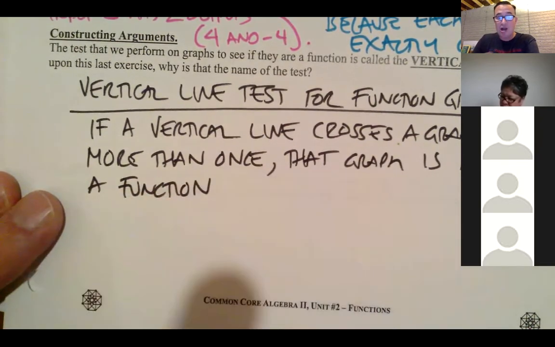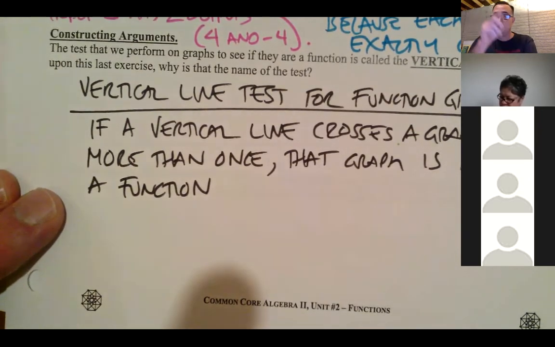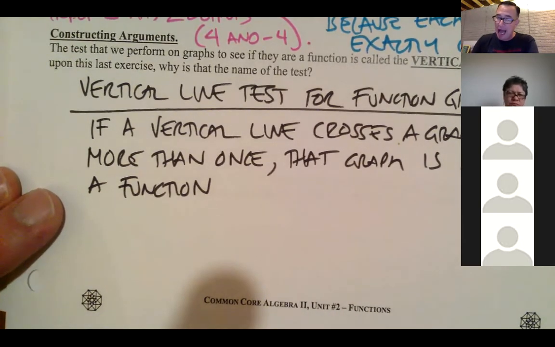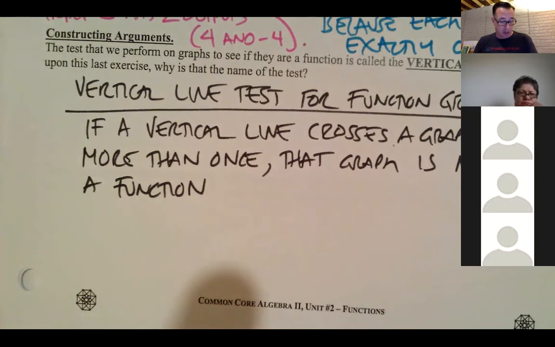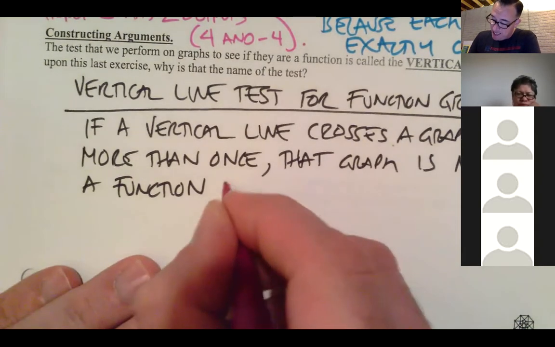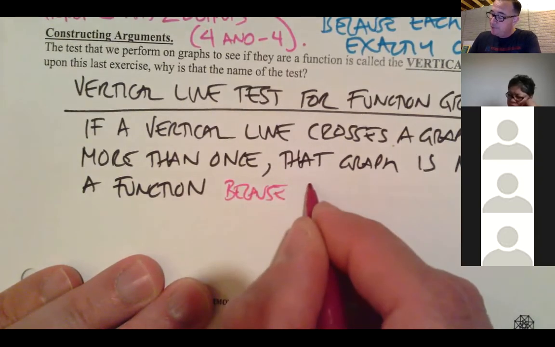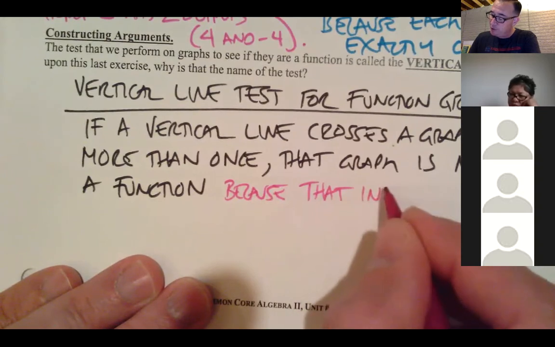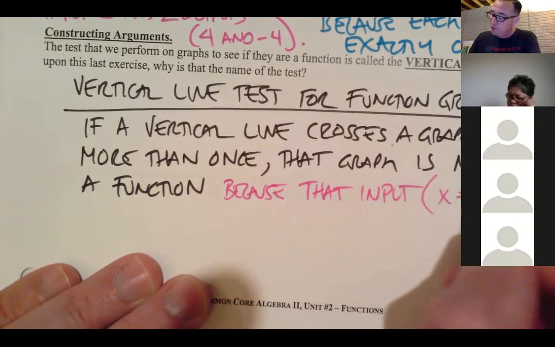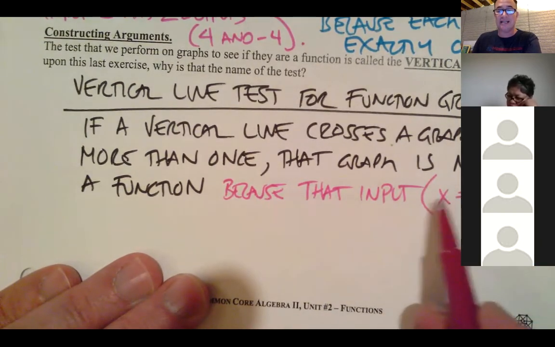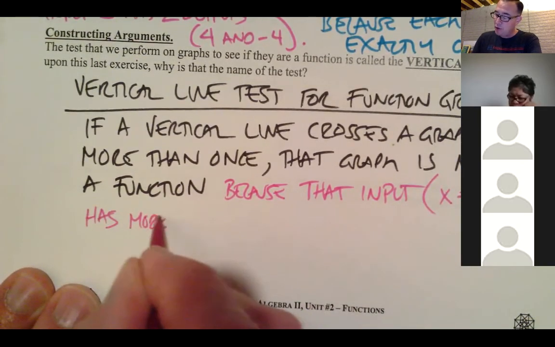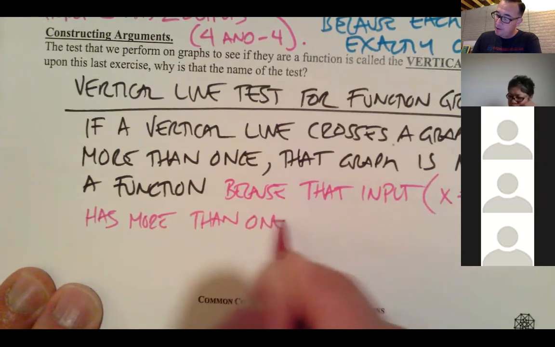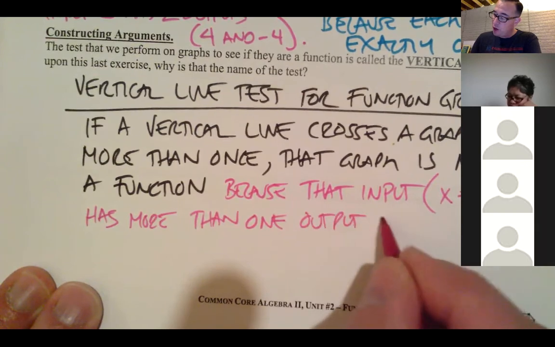Now, here's the thing. Normally, that is where we stop. You just draw a vertical line, you see, does it cross more than once? If it doesn't, it's a function. If it does, it's not a function. I want to explain why, though, so that if you have to use this later, you can use this part in your constructing arguments. I'm even going to change colors. Not a function, because that input, x equals number, because every vertical line follows this idea. It's x equals some number, whatever it's going to be, has more than one output on the graph.